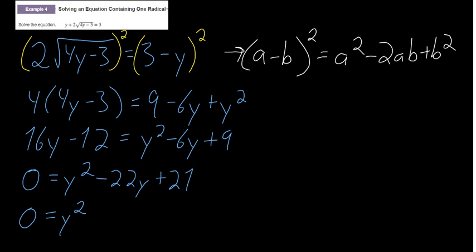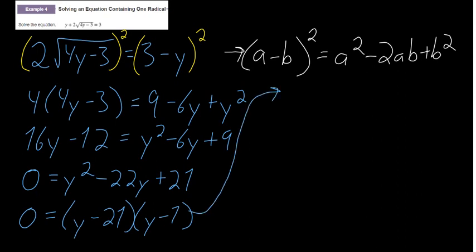Oh, it's not y squared. It's going to be y. Let's put parentheses there. It's going to be a y minus 21, and then a y minus 1. Okay? So this tells me my solutions are y is equal to 21 and y is equal to 1.